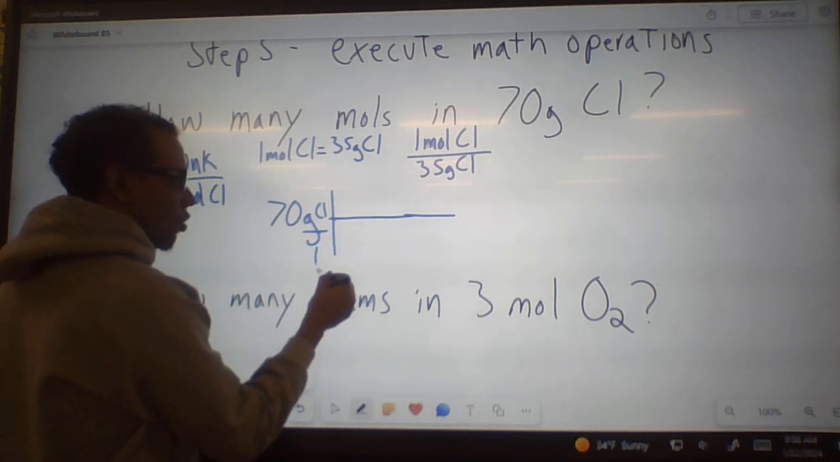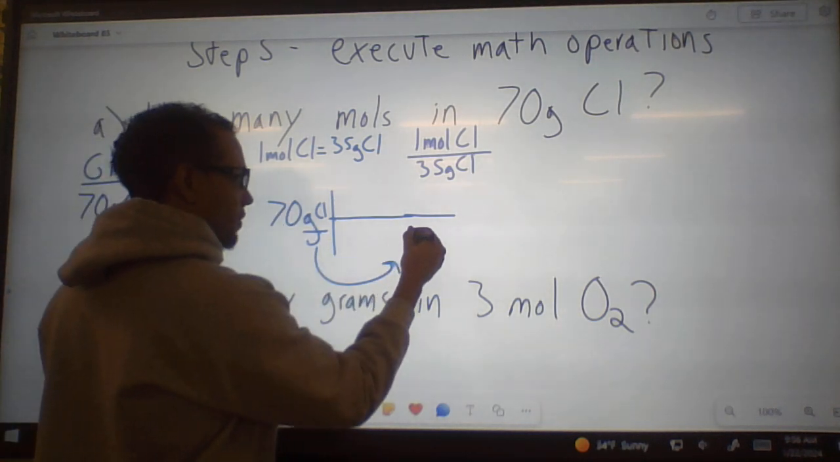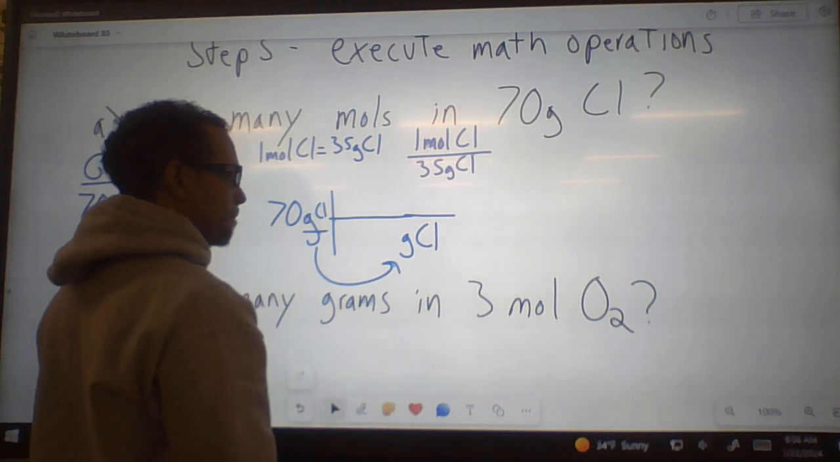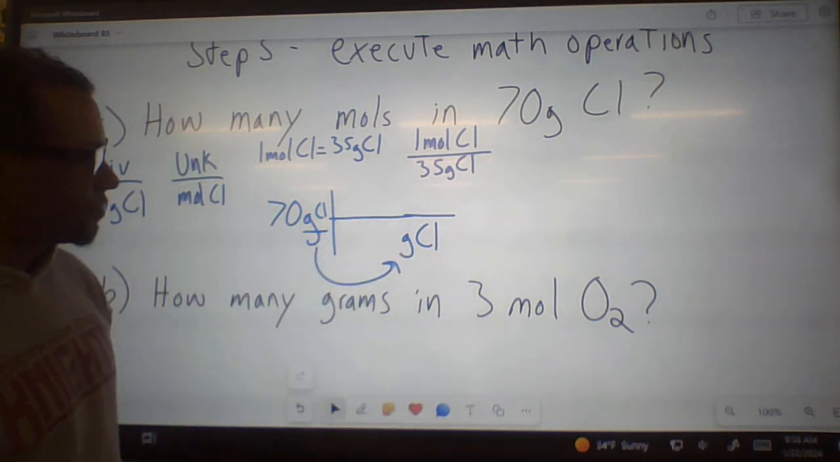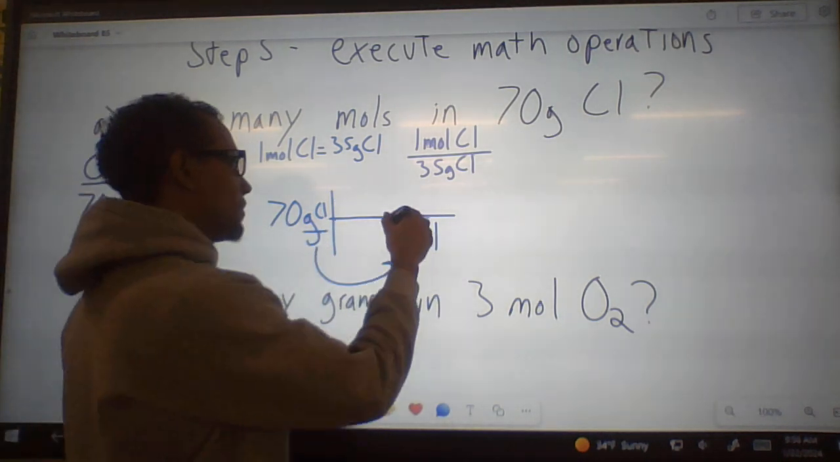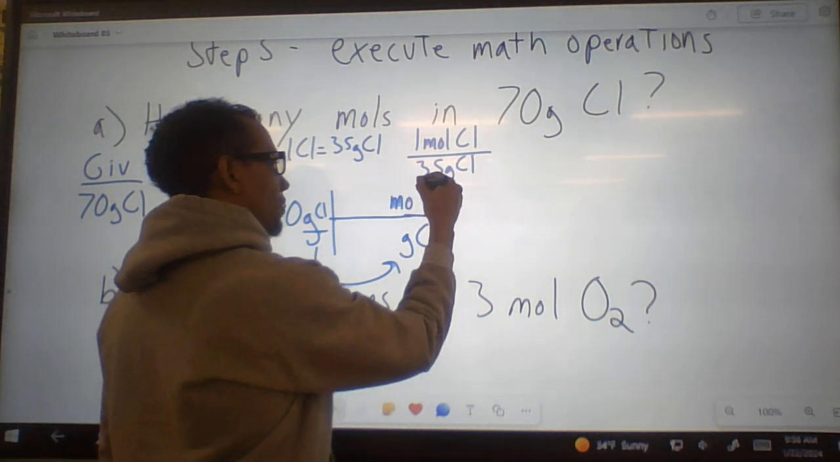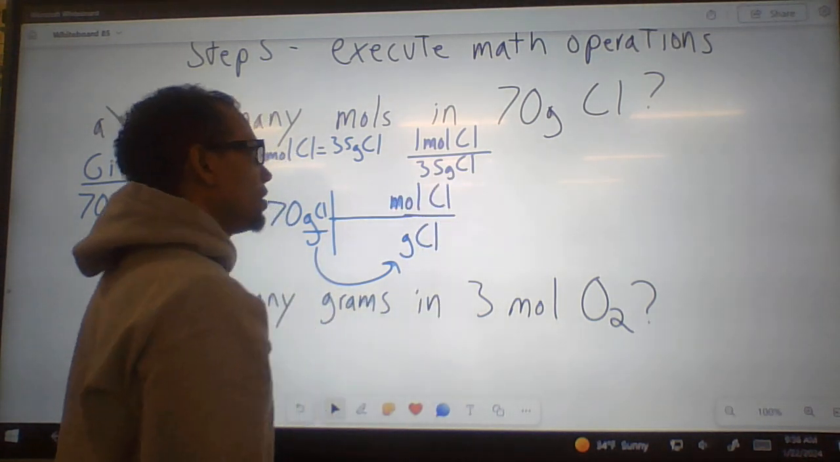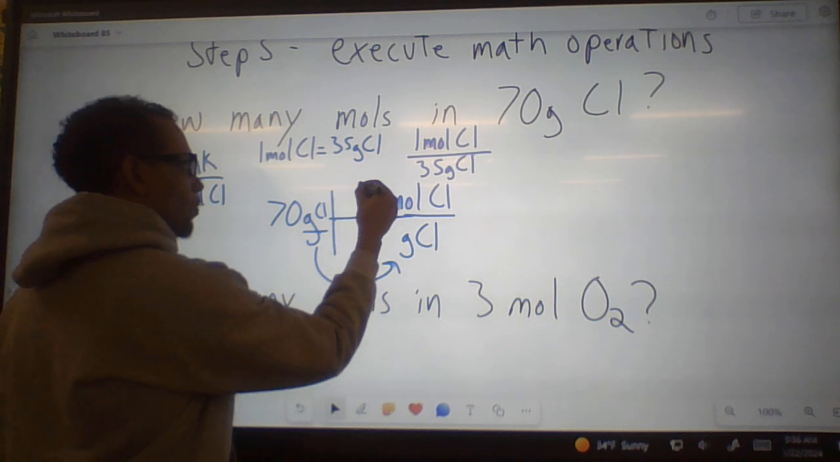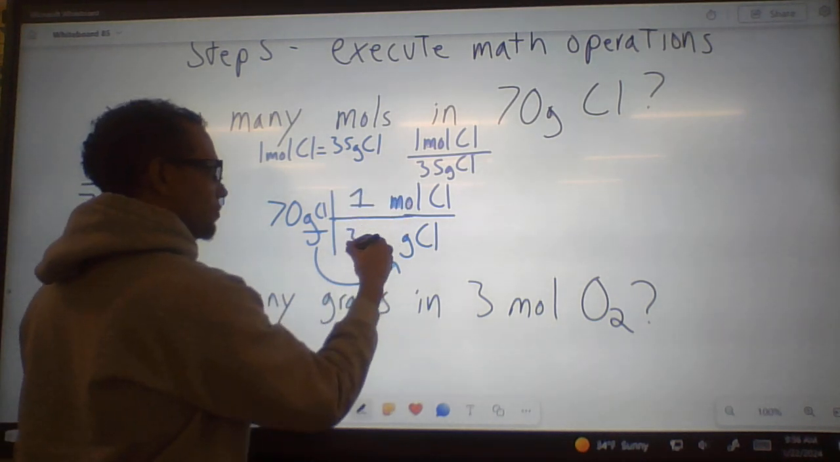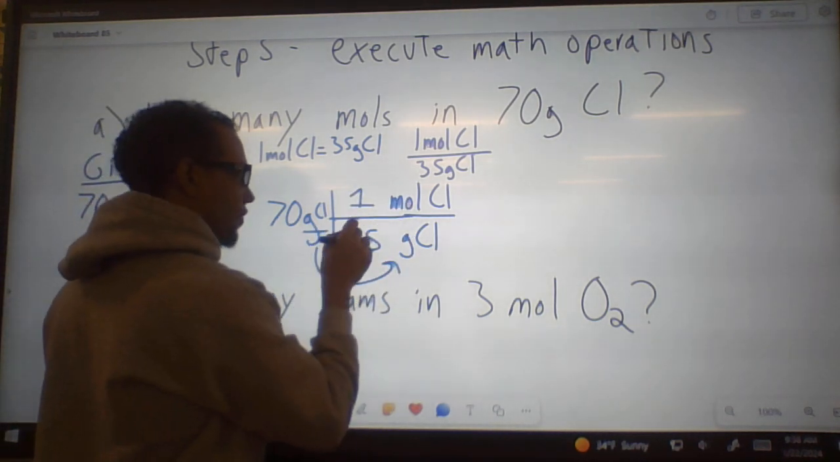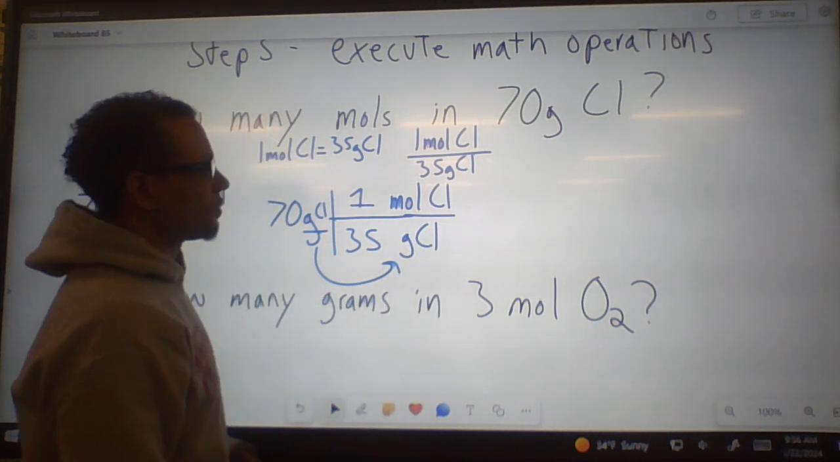Never the number, only the units. This number will never come down. Grams of chlorine. So underline it, grams of chlorine. And then for the top, that one's going to be mole of chlorine. All right, so then for every 1 mole of chlorine, you're going to get 35 grams of chlorine. So this is just matching.